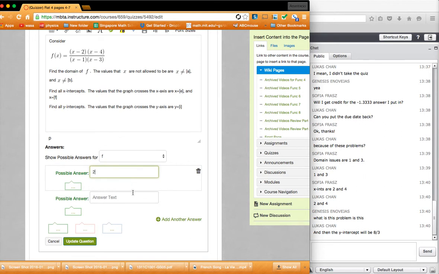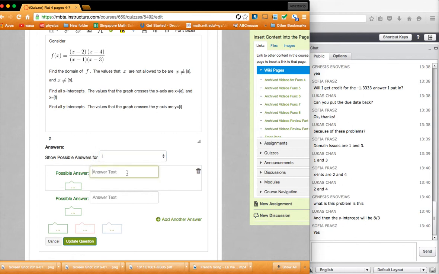So 2 and 4. All right. Now the y-intercept is at 8/3. Is that correct? Yes, you're right. So I'm going to say give them credit if they put in 8 divided by 3, or what is 8/3?